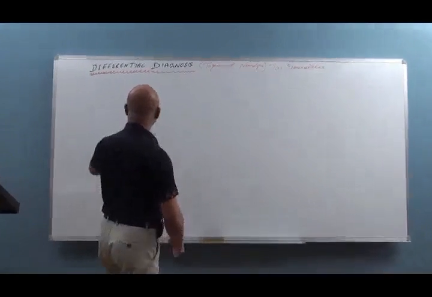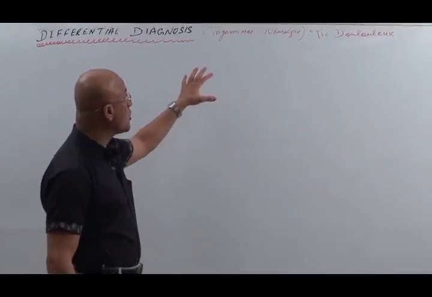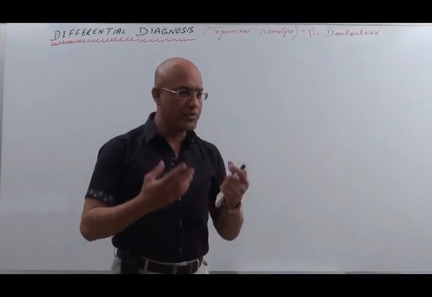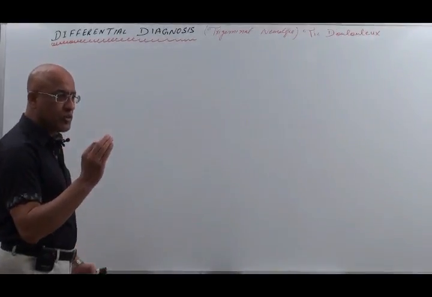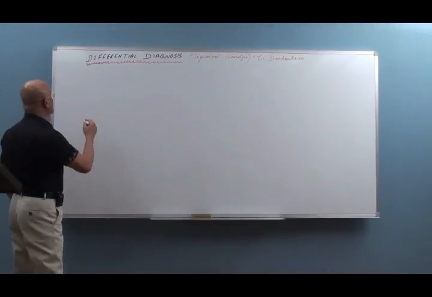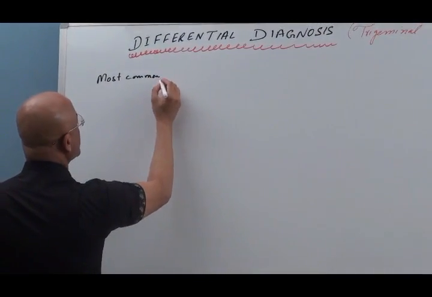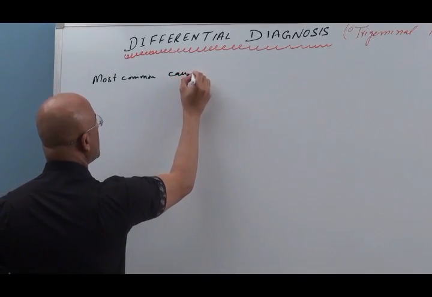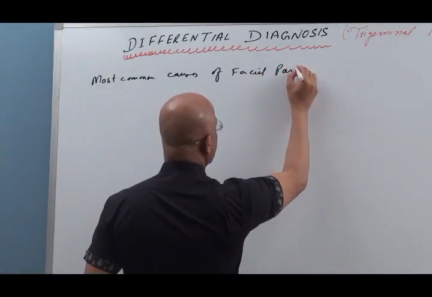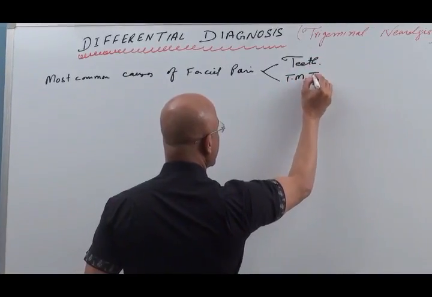So now we go for differential diagnosis of trigeminal neuralgia. Before I go into it, it is a part of facial pain. We must know trigeminal neuralgia is not the most common cause of facial pain. The most common causes of facial pain are basically related with the teeth and temporomandibular joint.